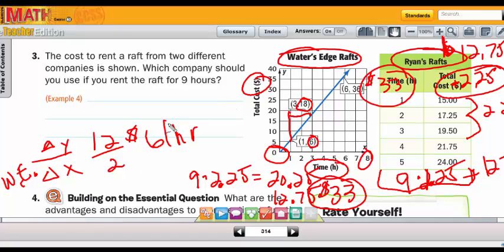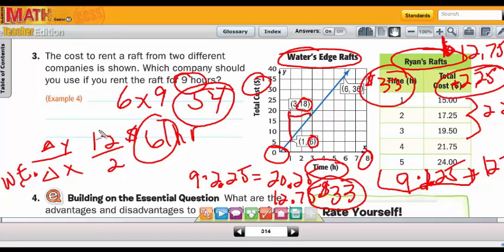Now if we go to Water's Edge, this is much easier. We're using 9 hours and it's $6 per hour, so it's 6 times 9 is 54 for Water's Edge. We'll put it up here. 54 for Water's Edge, 33 for Ryan's rafts. Clearly you should rent from Ryan's rafts.